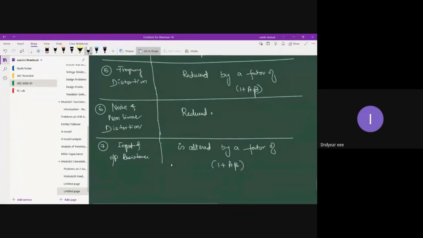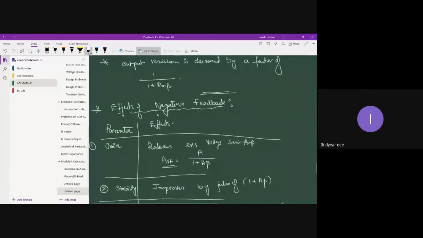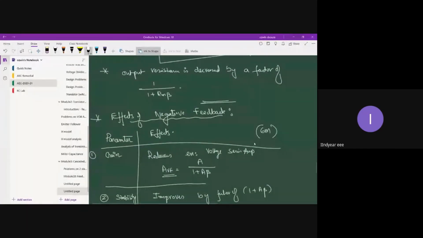So these are the major effects of negative feedback. In the exam, they have asked this for 6 to 8 marks. So probably you can draw this table and just explain.